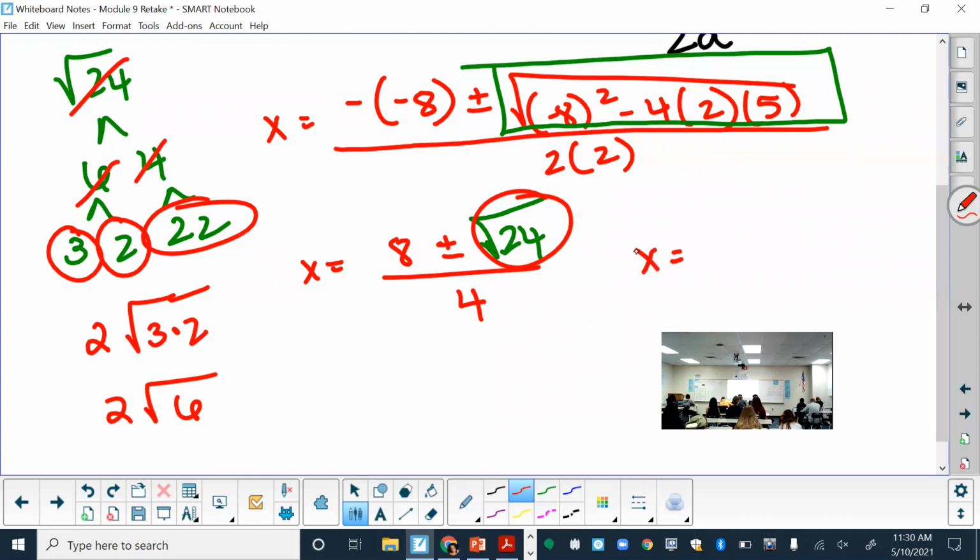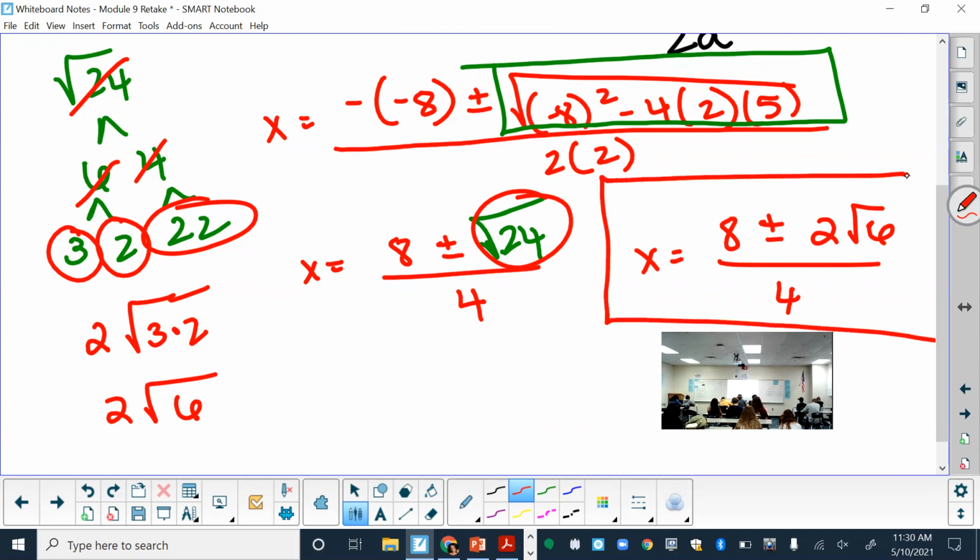So my answer is x equals 8 plus or minus 2 radical 6 divided by 4. A lot of people just got the decimal and were freaked out, like, oh, end of time. All right, no. You put it here, simplify the radical, and that's all you need to do. Questions about this one?